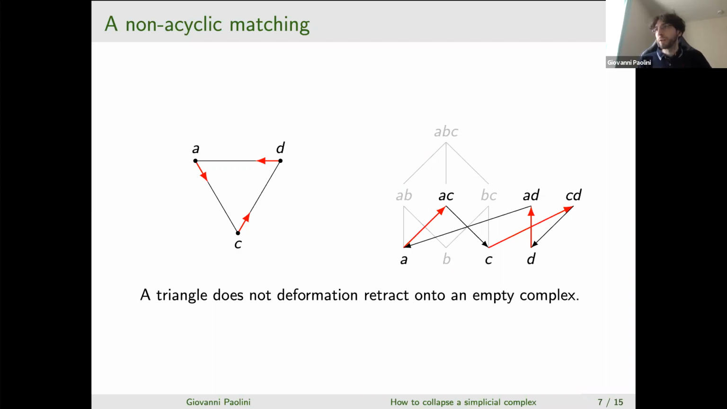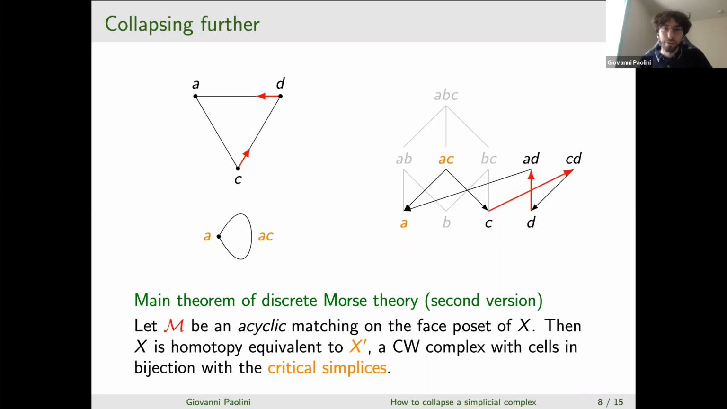However, we can still do something with this triangle, because we can imagine to temporarily remove one edge, for example, the edge AC. Then the remaining complex now has three faces, and we can collapse it further. For example, we can collapse the vertex C with CD and D with AD. And what is left is a single vertex.